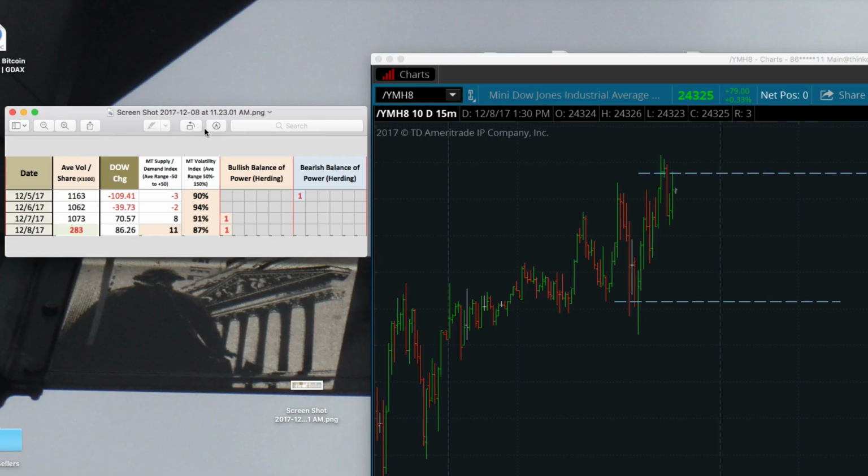When I took this snapshot at 11:23, it was up 86 points. I'm thinking, okay, this is great, I'm already making money here on the trade. Should I stay in the trade or should I get out of the trade? I think I was up about $150 or $180 at the time. When I did a midday update snapshot, the MT Supply and Demand Index was a plus 11. I multiply that by 10 to get 110 points, which is about the amount the Dow should be up. But the Dow was only up 86 points.